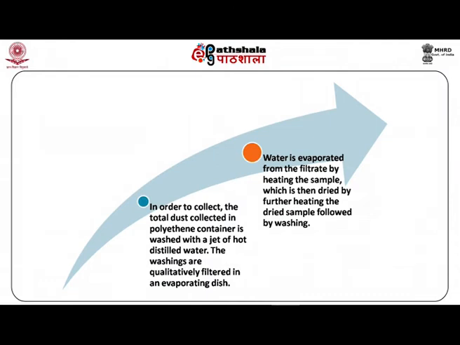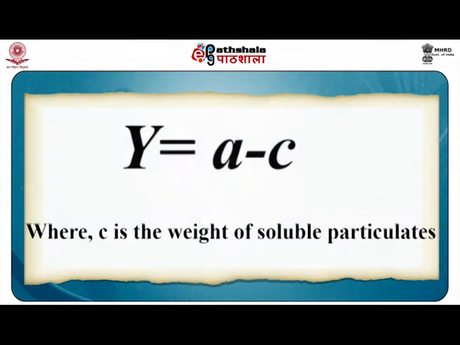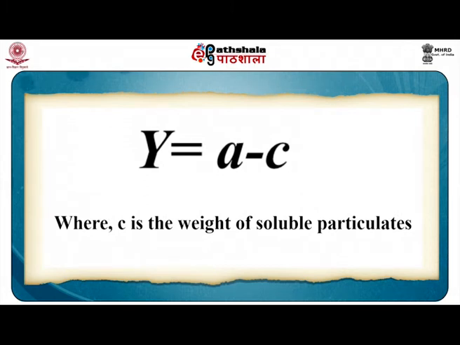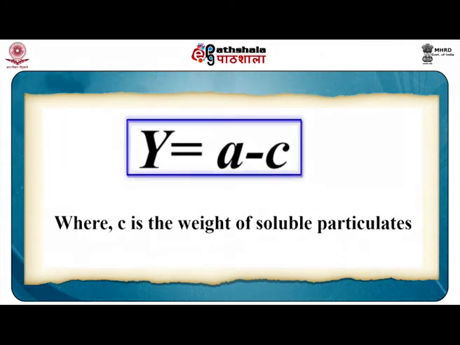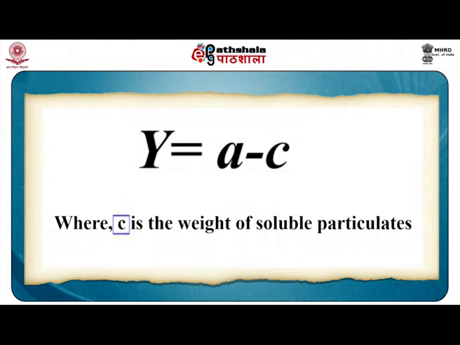In order to collect the total dust collected in the polyethylene container, it is washed with a jet of hot distilled water. The washings are qualitatively filtered in an evaporating dish. Water is evaporated from the filtrate by heating the sample, which is then dried by further heating, followed by washing. And the amount of water insoluble dust is calculated. Y is equal to A minus C, where C is the weight of soluble particulates.